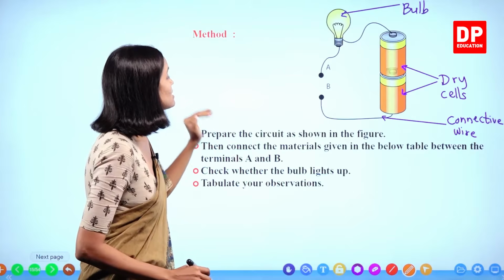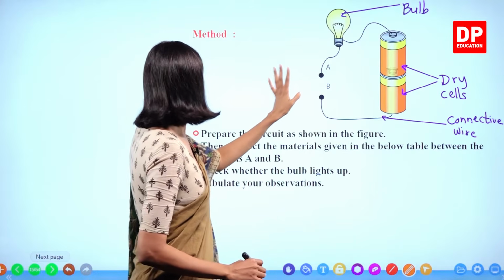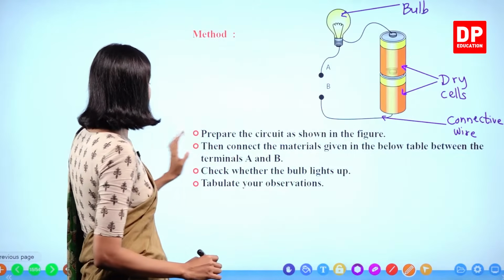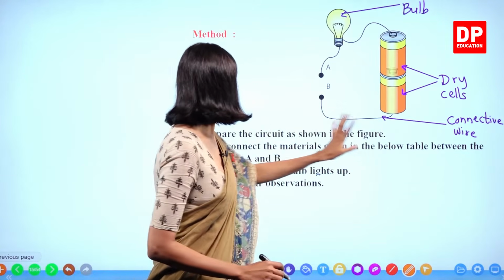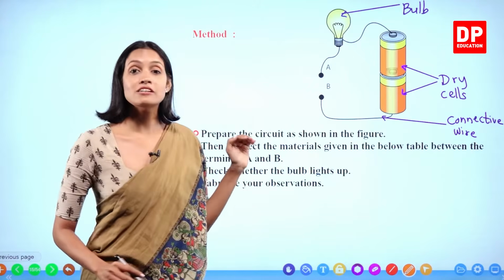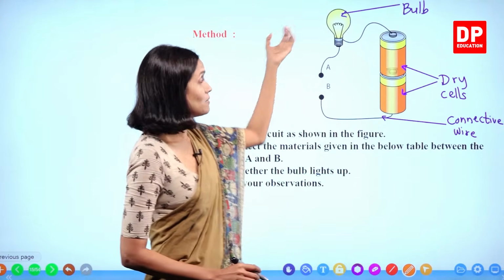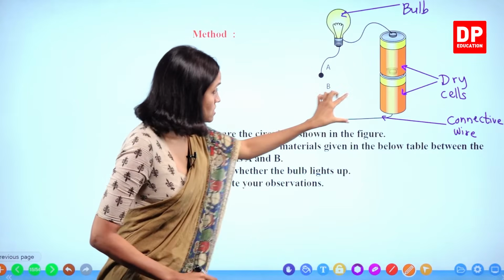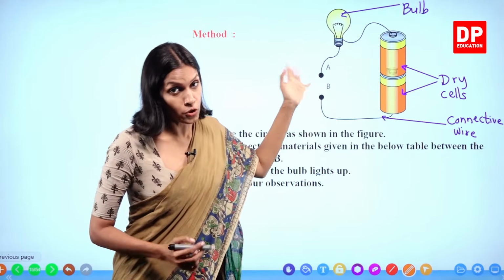So then connect the materials given in the below table between the terminals A and B. The table is also given here, right? So when you place the materials, you have to check whether the bulb lights up. So actually when you place the material, this open circuit will become a closed circuit.